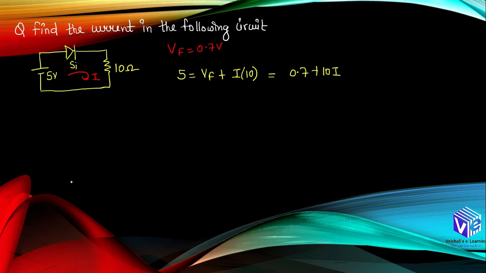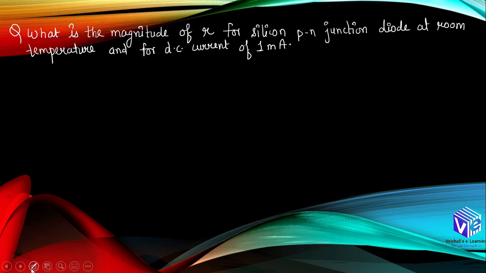Right. So now let's find out the I from this equation. We can now easily find out I. So I will be equal to 4.3 upon 10, and I will be equal to 0.43 amperes. So again this was a very simple question. Now let's move to the next question.